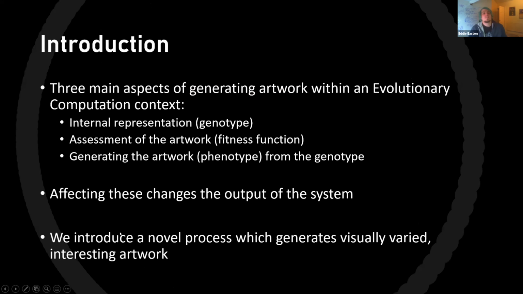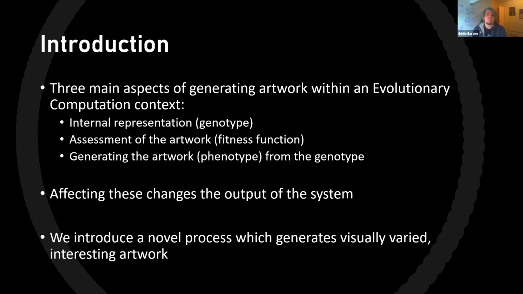Okay, so when we're considering making or generating artwork, especially in an evolutionary context, there are three main aspects that we need to consider. The first is the internal representation of our artwork, or the genotype, and how we can represent things that are suitable to be crossed over and mutated, and all of these other processes. We also have to consider the assessment of our artwork. And then finally, we need to consider how we generate or render our artwork from our selected genotype.